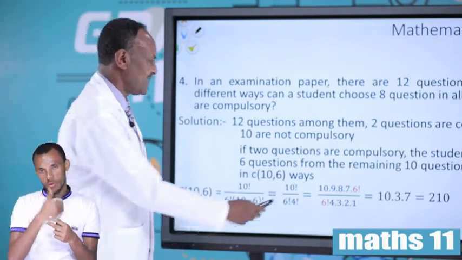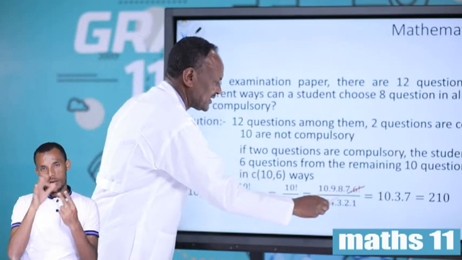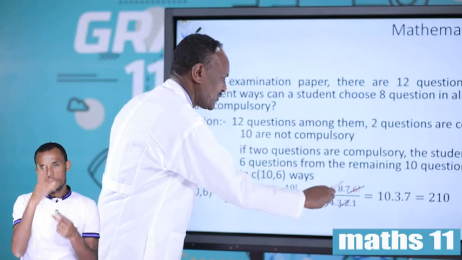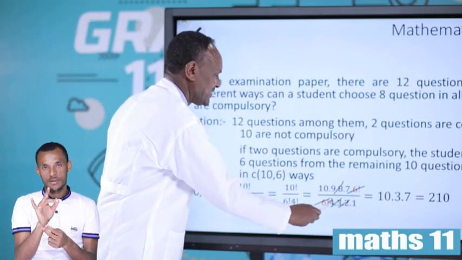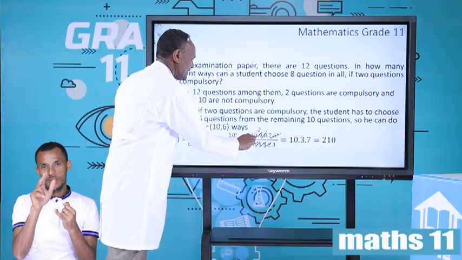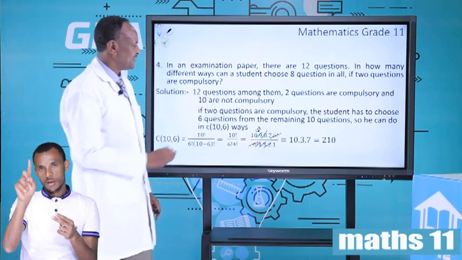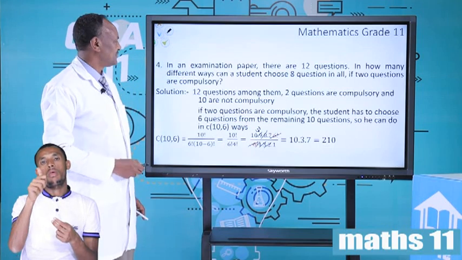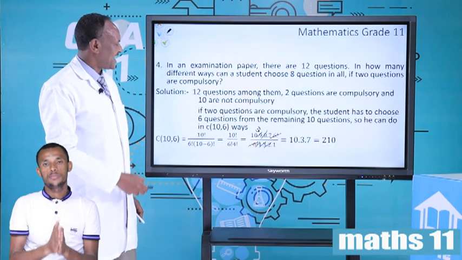So when you simplify, you can cancel 6 factorial here. 4 times 2 equals 8. By 3, you will have 3. 7 times 3 is 21. Times 10 is equal to 210 different ways. Take another one also.